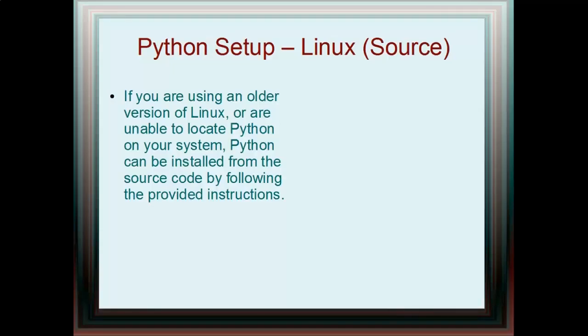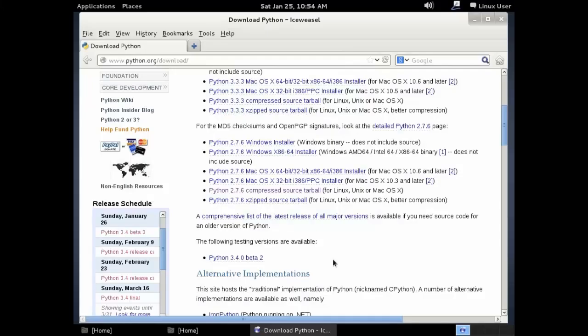If for some reason you cannot access Python on your Linux PC, or have an older version of any of these Linux operating systems, and your commands to check for Python did not work, you can install Python from source in Linux by following the provided instructions. First, visit the Python website, and go to the download area, and download the compressed Python 2.76 source.